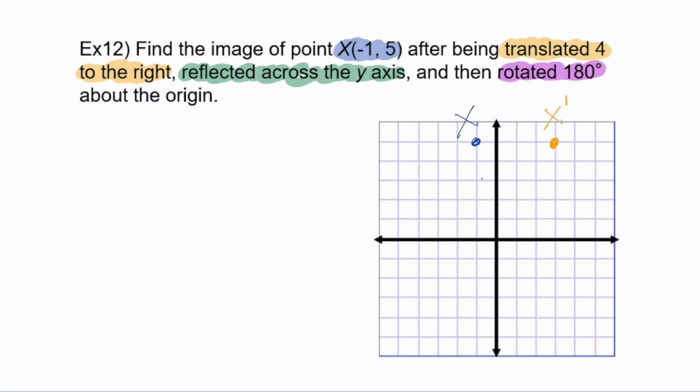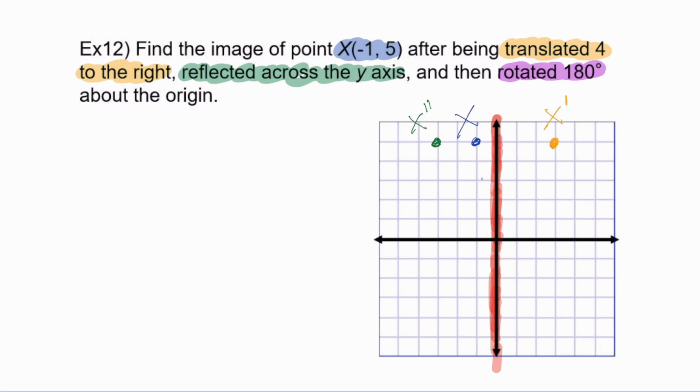Then if I reflect it across the y-axis, which is this axis right here, I want to see how far away from it is. It is 1, 2, 3 away. So it needs to go 1, 2, 3 to the other side. So right here is going to be my new position, right here for X double prime.